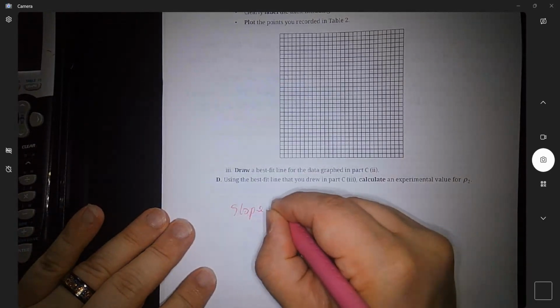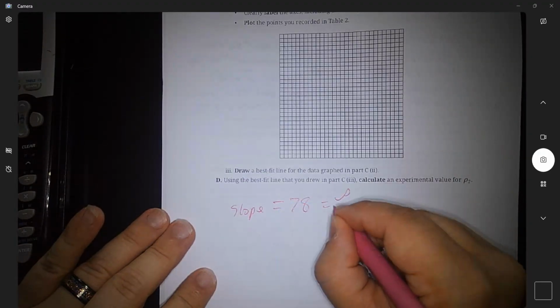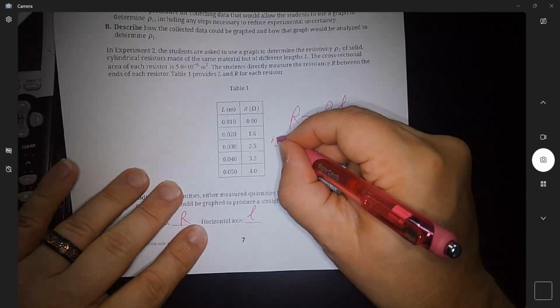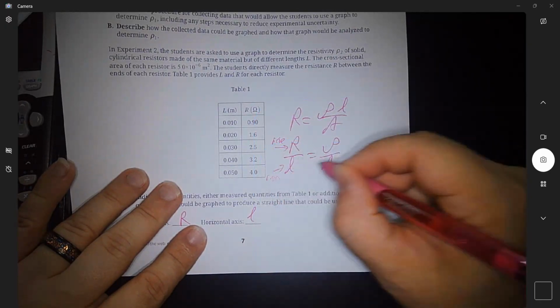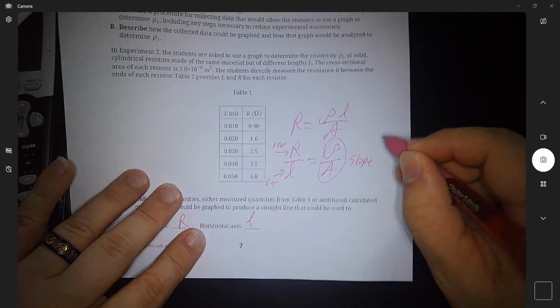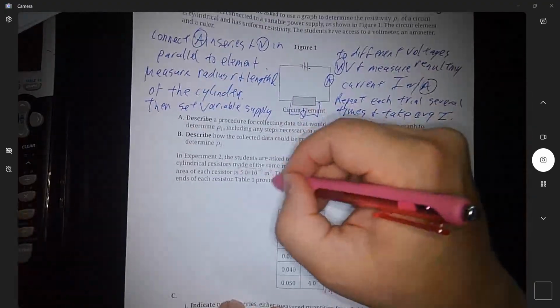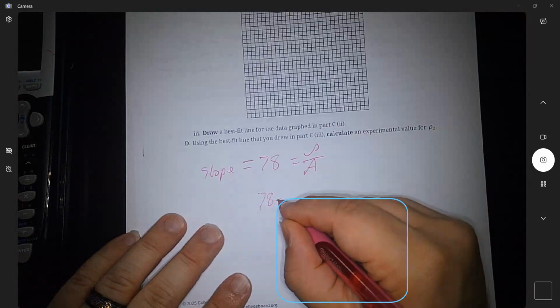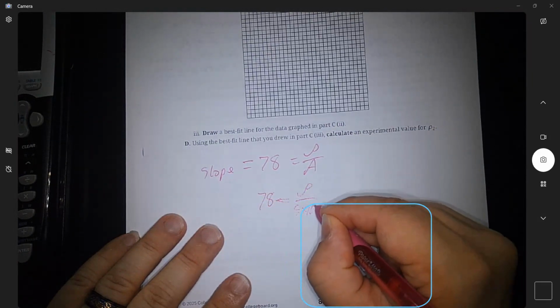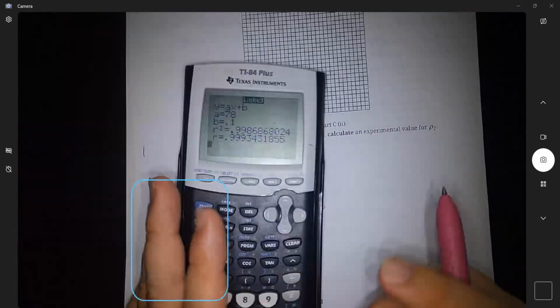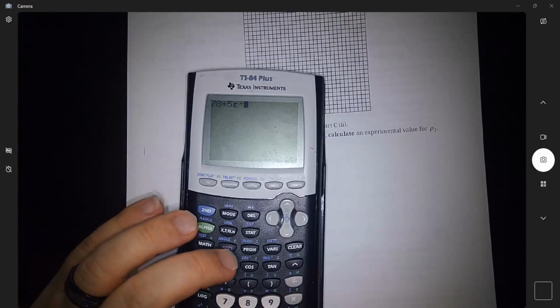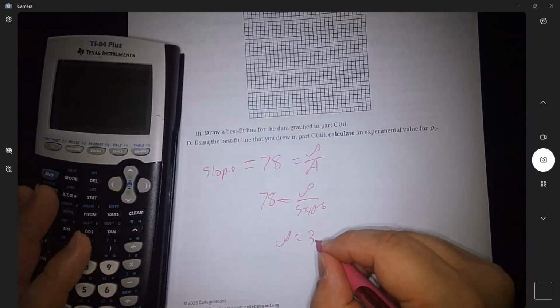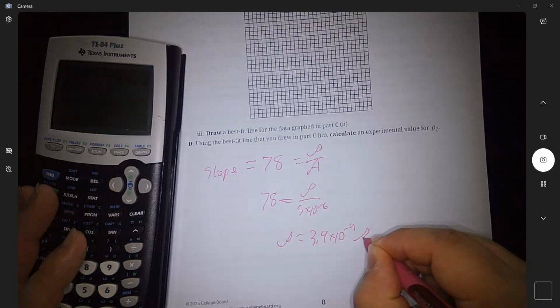So the slope is, I got 78, and that's resistivity over area. Okay, you see that from right here. There's the rise, there's the run, and then this is the slope right there. And then what was the resistivity? 5 times 10 to the negative 6. Okay, so 78 equals resistivity over 5 times 10 to the negative 6. So the resistivity is going to be whatever 78 times 5e-6 is. Okay, so 3.9 times 10 to the negative 4, and the units are ohm meters.